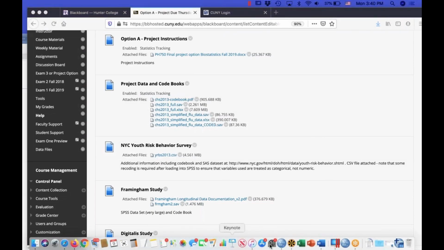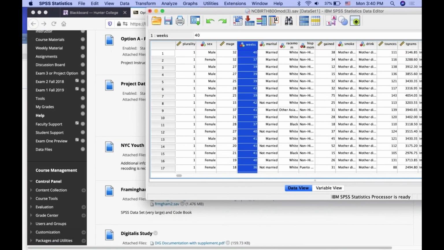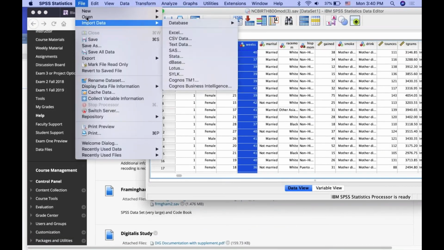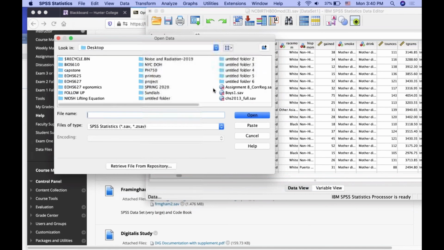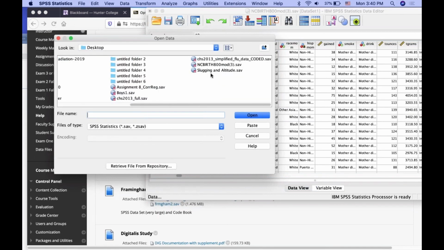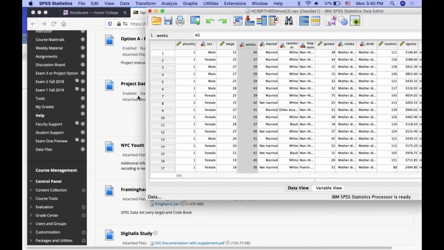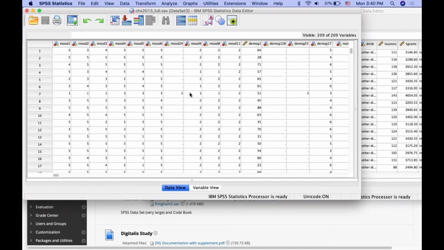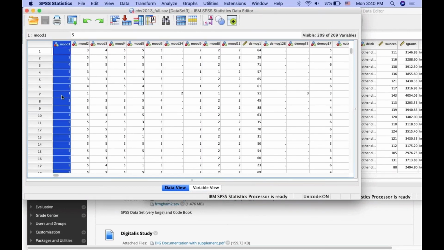Okay, and I go here, say file, open data. Simplified. Here's the full data set. Okay, and here's a whole bunch of numbers up there, right? So for instance, mood 1, a whole bunch of numbers in there. Well, obviously you don't know what mood 1 is. All you can see are those numbers.